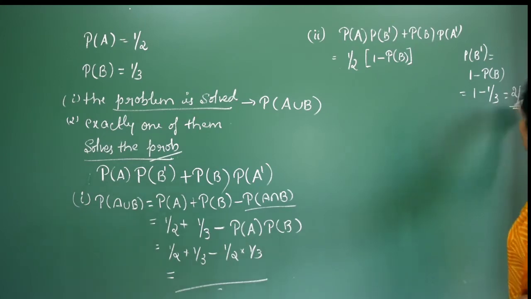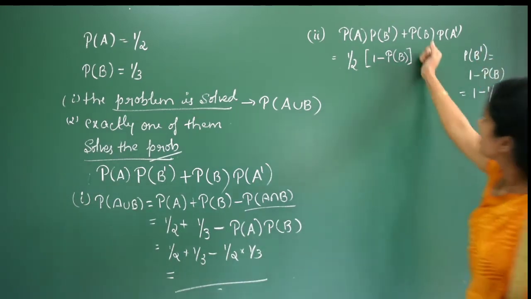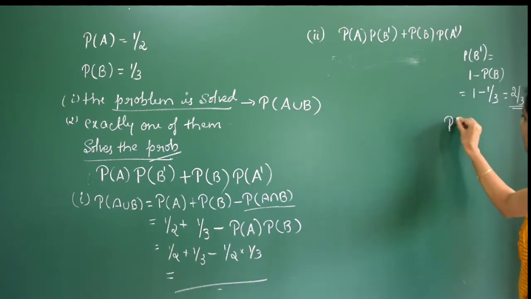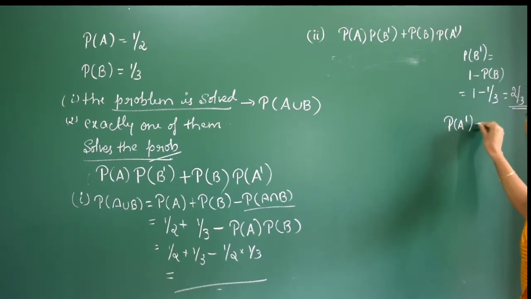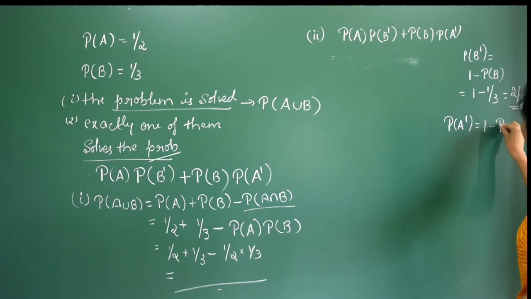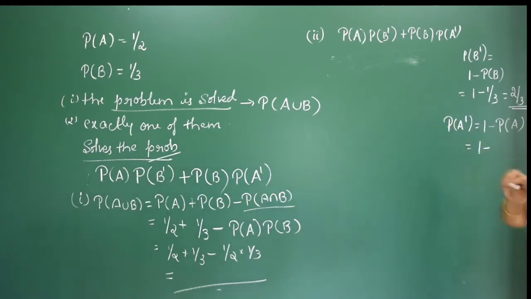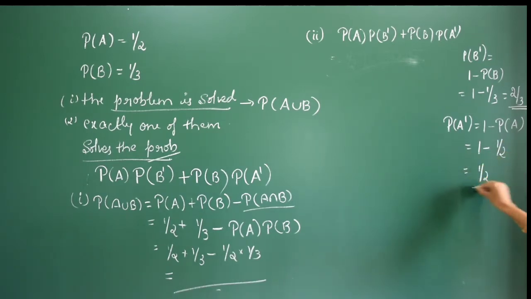Right? So probability of B dash is equal to 2 by 3, and probability of A dash is equal to 1 minus probability of A. Probability of A is 1 by 2, so 1 minus 1 by 2 is equal to 1 by 2.